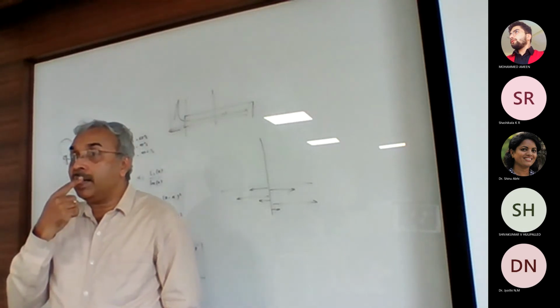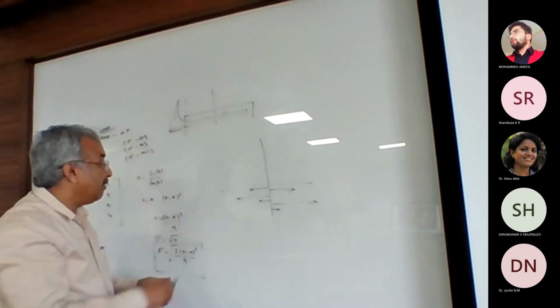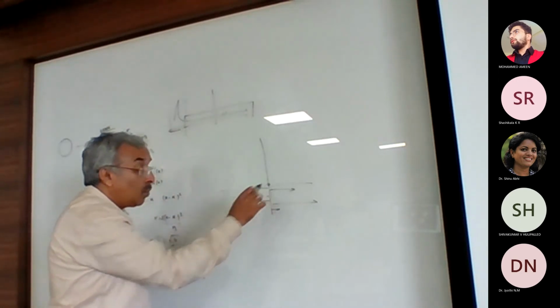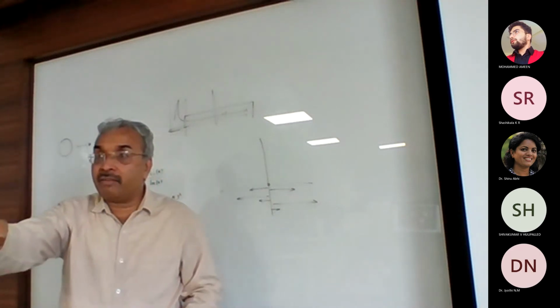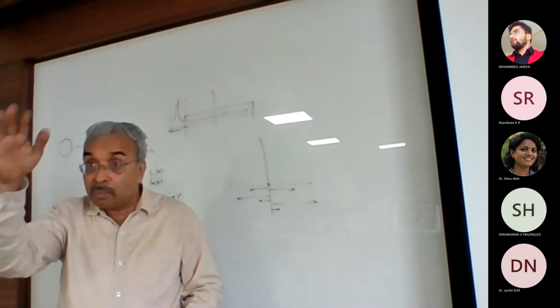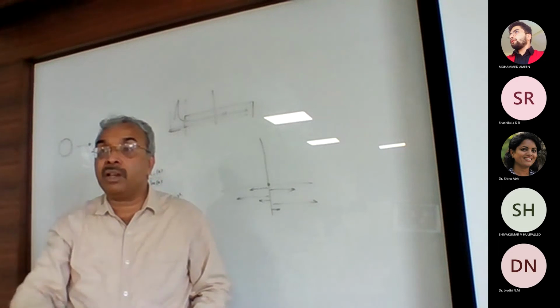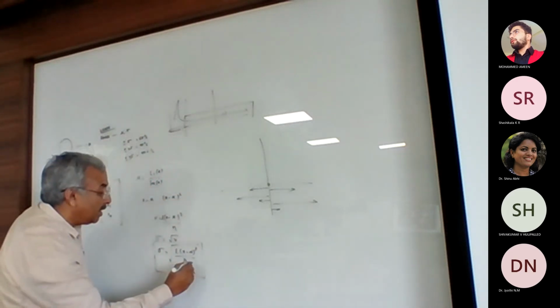Most of the time, if you want to take the average, you have to hold one point. You cannot take the average freely. With respect to what is the average? With respect to the average, it has to be taken. Normally what we try to do is we say n minus 1.